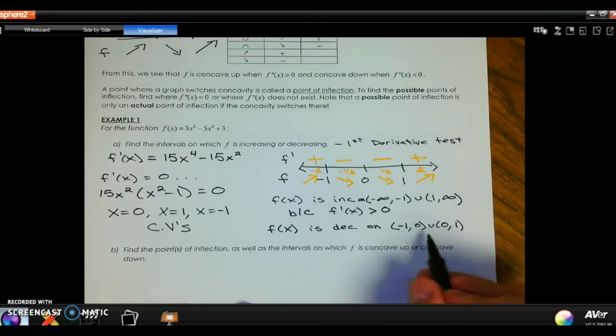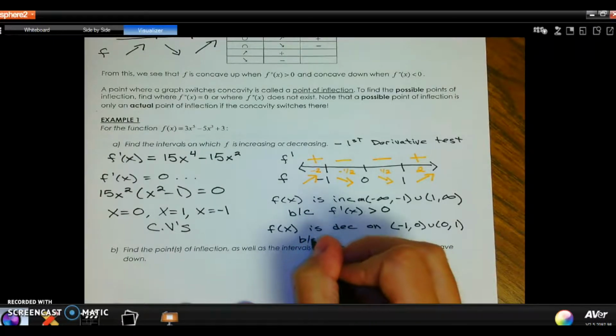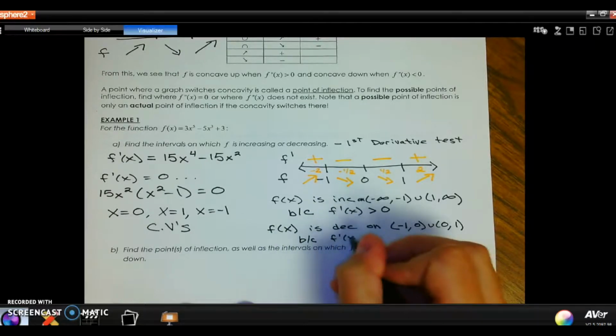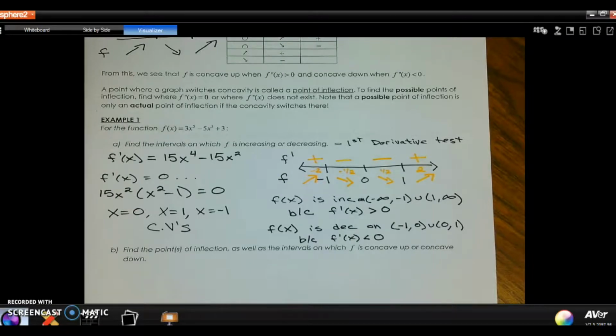I like to keep those separate just so that you know something was going on at 0, right? Like the derivative was 0 at 0, so I like to keep those separate there. And again, my justification there is because the derivative was negative, or less than 0. So there's my concluding statement, and again, that's exactly what we did last class. So there's kind of a review.